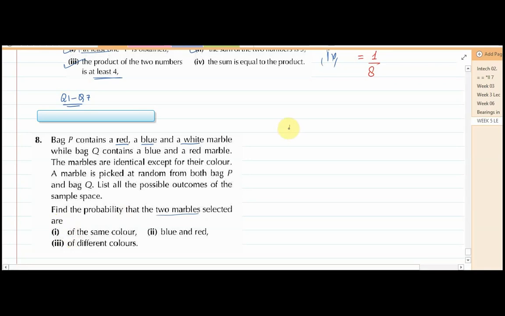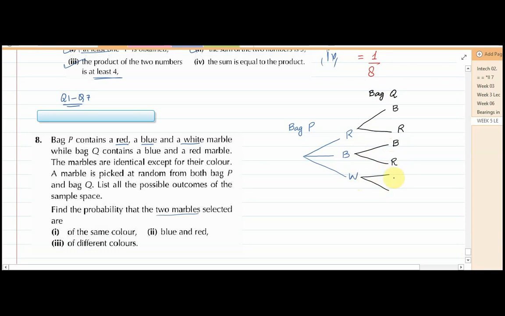So I'll say that I have a bag P, and in bag P I have three marbles, red, blue and white. And in bag Q I have two types of marbles, that is blue and red. So I will make the bag Q with a black pen. It is quite possible that if I pick the marble red from bag P, then I can pick the marble blue and the marble red from the bag Q, right? Same for blue. After the blue marble from the bag P, I can pick blue marble from the bag Q and a red marble from the bag Q.